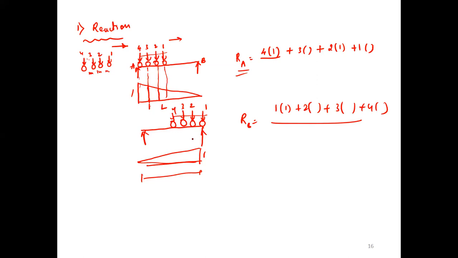So you have to compute the ordinate. This is one, you know that. So you have to compute this ordinate, this ordinate, and this ordinate. Finally, these are all ordinates, because it's a point load in UDL area. In case of point load, that is ordinate. Any doubts in reaction? Reaction is very simple because the ordinate is only one. But in case of shear force.